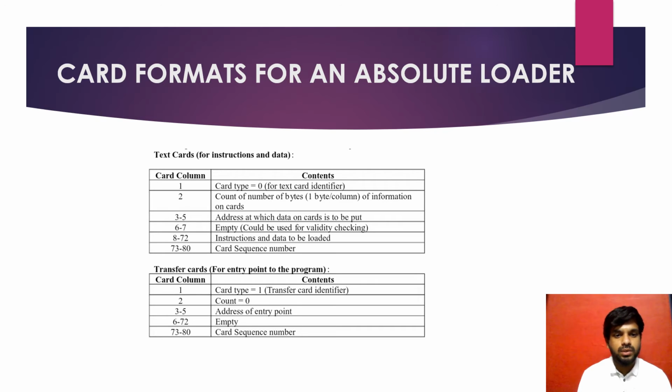Next is 8 to 72, where the instruction and data are to be loaded. The data is assembled by the assembler for the absolute loader and stored in 8 to 72, which holds the instructions and data to be loaded. In this exact location, the instruction and data are loaded, while 73 to 80 holds the card sequence number.